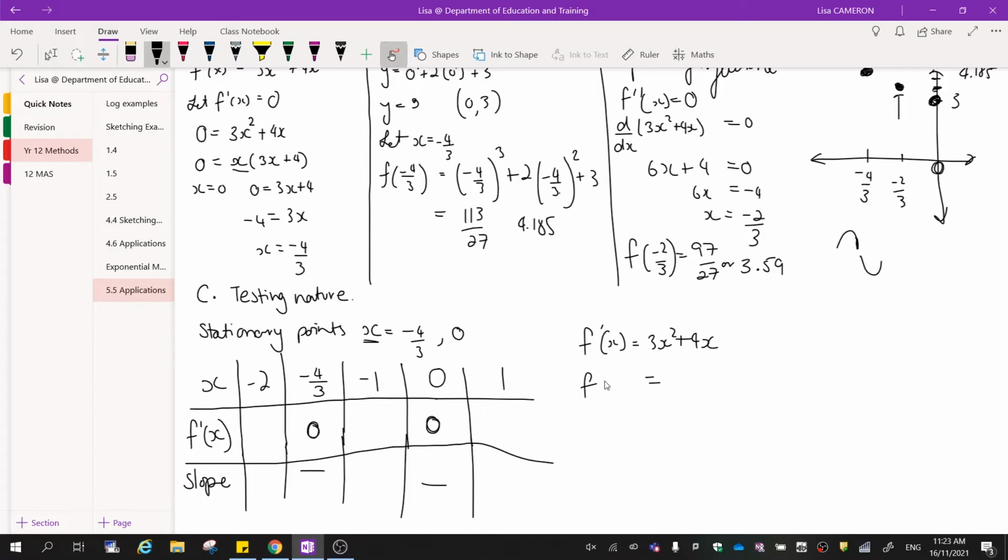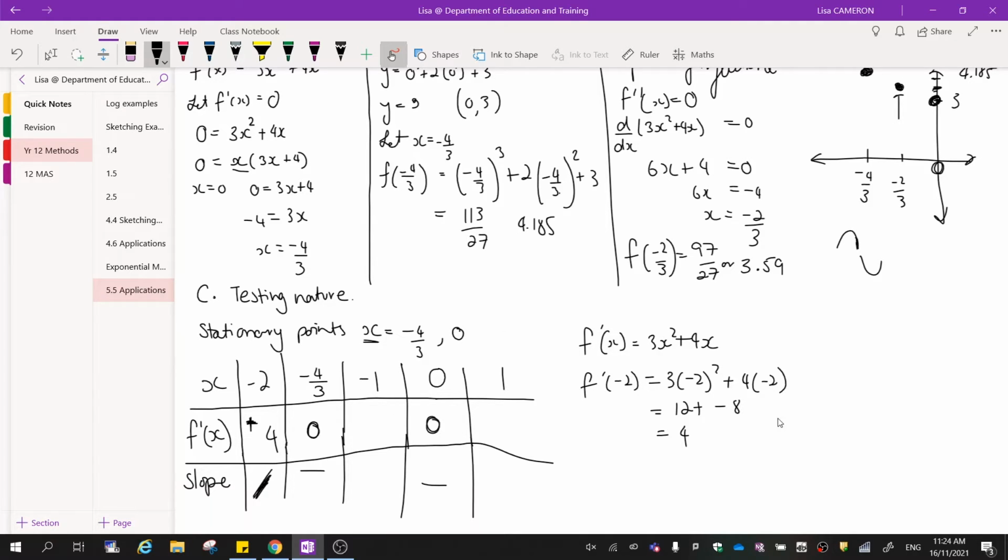So if I substitute in negative 2, I'm going to have 3 times negative 2 squared plus 4 times negative 2. So negative 2 times negative 2 will make positive 4, times 3 will make 12, plus negative 8 will give me positive 4. Now, I don't care what this number is. The only thing that I care about is it's positive. If this is a positive value, it means that your slope is going up. It's increasing. So your slope is positive. That's all I'm taking from this. This could be a huge number. It could be a tiny number. As long as it's positive, it's telling me about the slope.